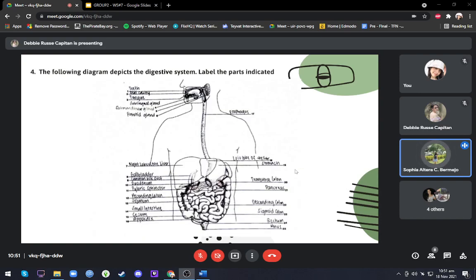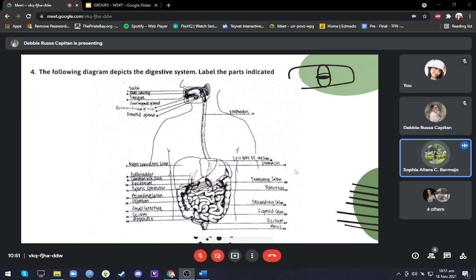So for the next part, the following diagram depicts the digestive system. Label the parts indicated. So as you can see on your screen, this one is your teeth, this one is the oral cavity, the tongue, the sublingual gland, the submandibular gland, the parotid gland. This one is your esophagus.